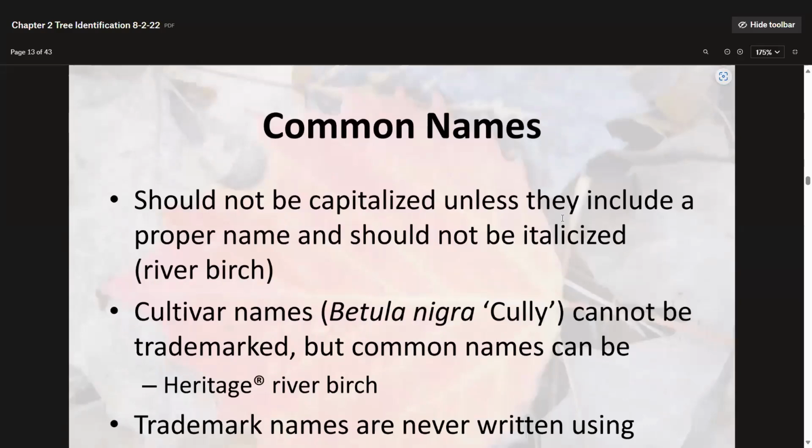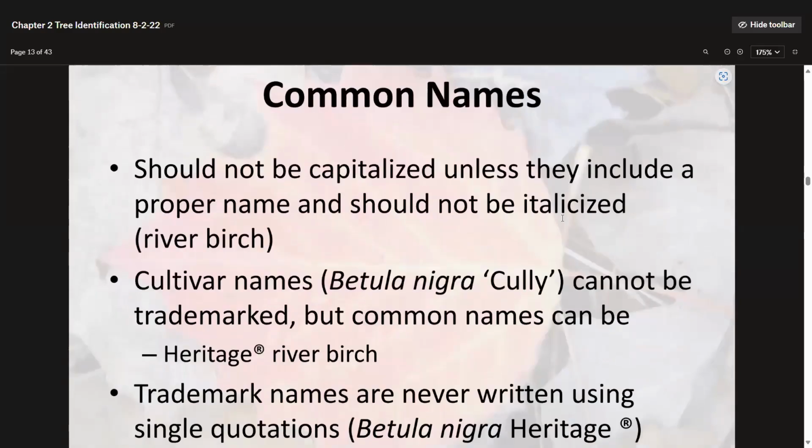All right, common names, when you're writing them, should not be capitalized unless they include a proper name, and they should not be italicized. You might want to study this section because I know this comes up a lot. So you don't capitalize common names and you don't italicize common names unless they include a proper name.